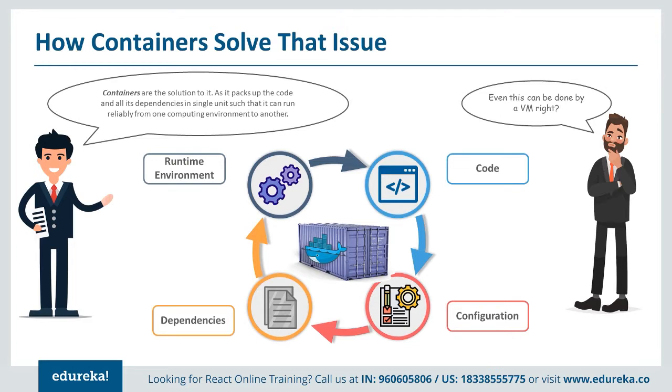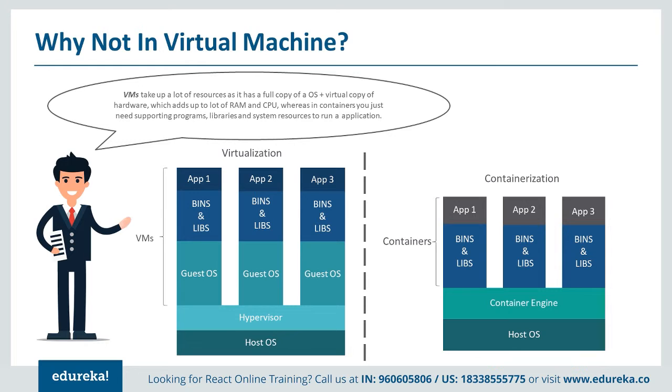Containers are basically the solution. How? It packs the code and all dependencies in a single unit, so that it can run reliably from one computing environment to another. So you can say in a way that we configure everything in one place and just pass the configured package to anyone. Why not a virtual machine? VMs take up a lot of resources. They have a full copy of the OS and virtual hardware, which adds up a lot of RAM and CPU, whereas containers just support programs, libraries, and system resources.